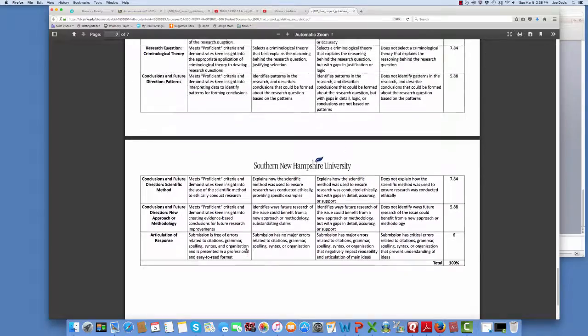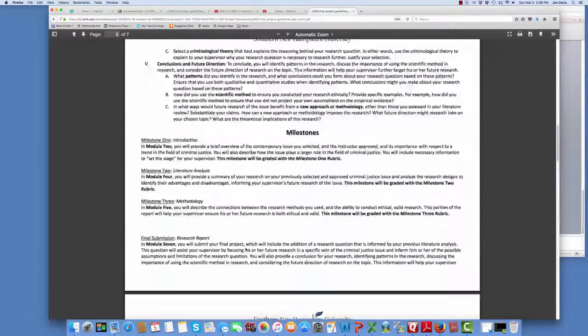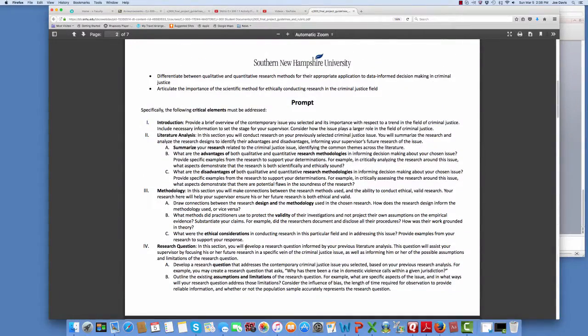So that is a very quick high pass through. I strongly encourage you to take the time to read this document over, perhaps print it out. I know in today's world that's not always done, so that you have it, you can refer back to it.